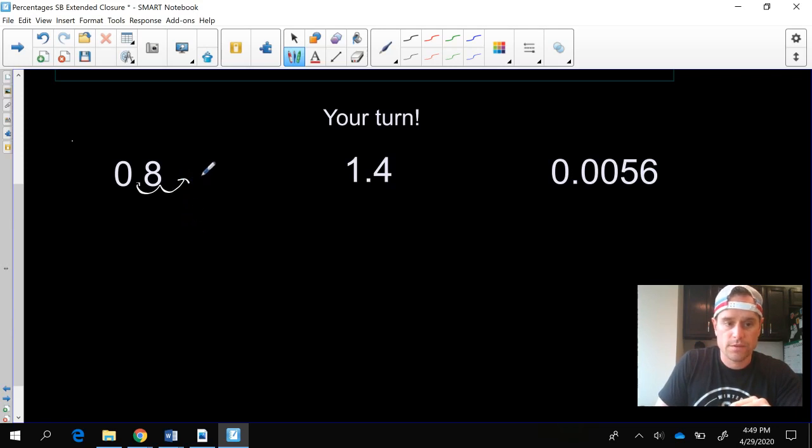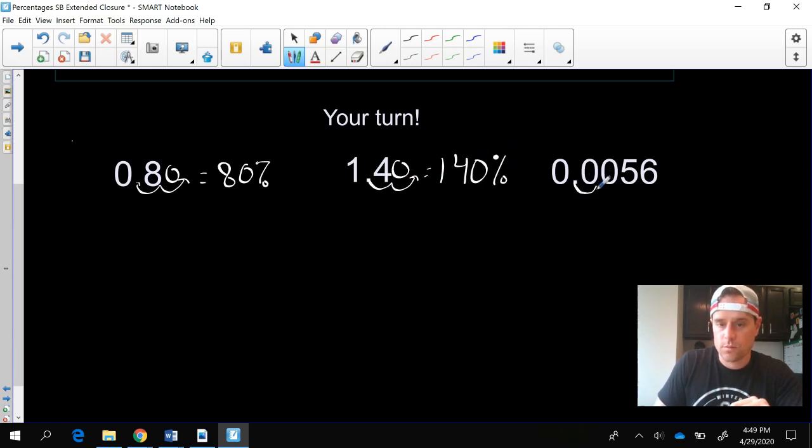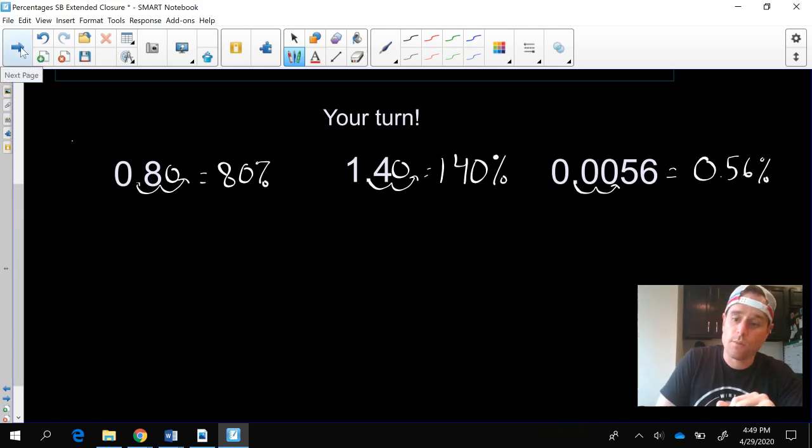0.8 is equal to 80%. 1.4, move it over to 140%. And last but not least, 0.0056, that's a very small number. That is equal to 0.56%, less than 1%. Hopefully you got it. Move it over 2. Guys, we have one more, and then we're all done.